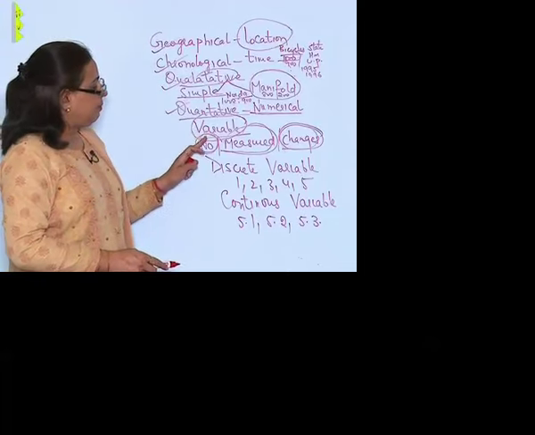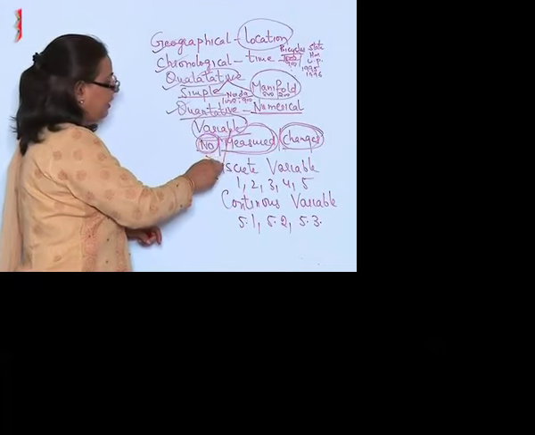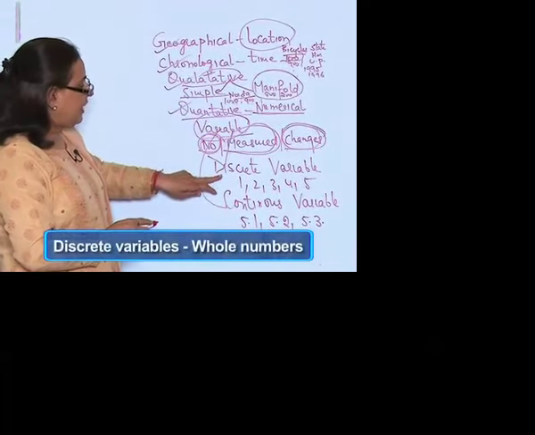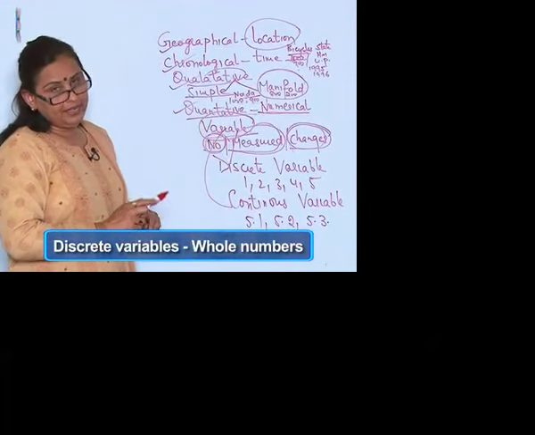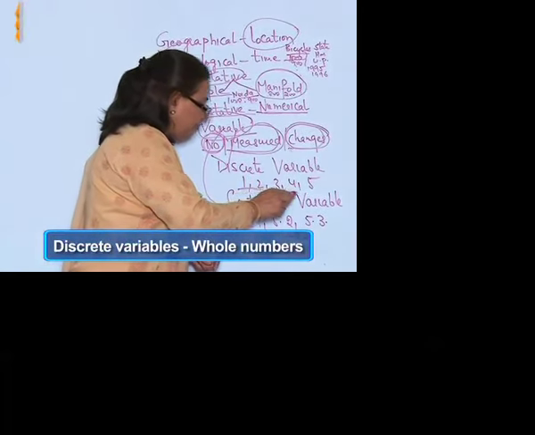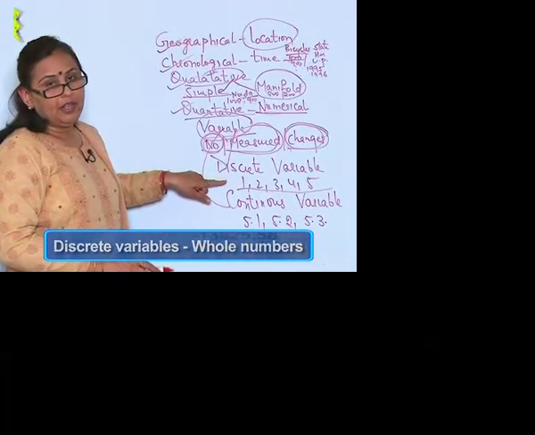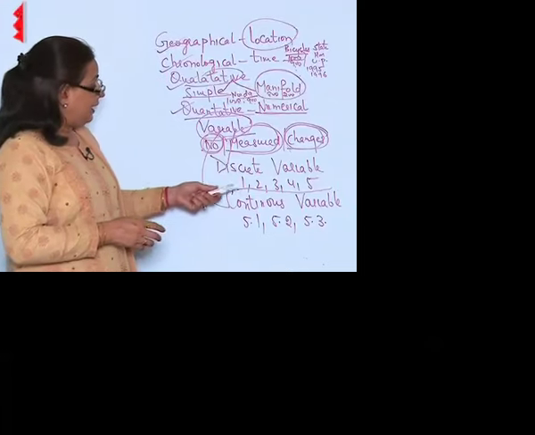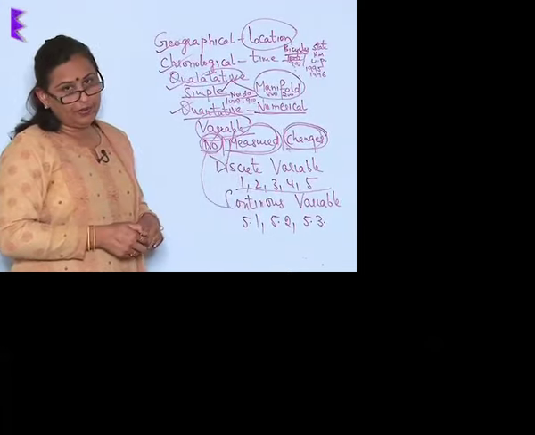Now these variables are again further subdivided into discrete variables and continuous variables. Discrete variables are when a complete number is given: 1, 2, 3, 4, 5, 6, 7 and so on. This is a discrete variable because it is a whole number. And this can be the number of people, number of cities and so on.